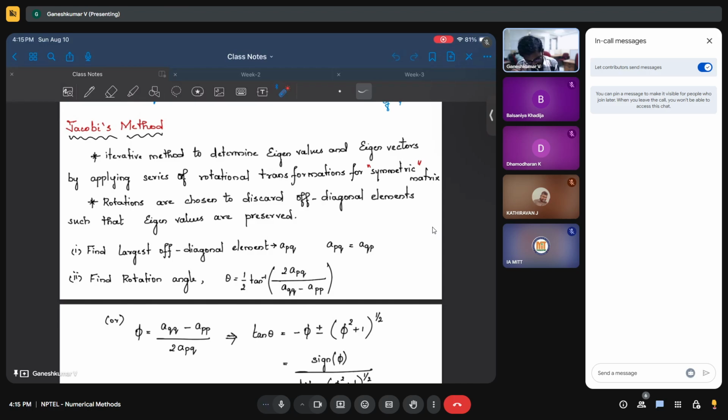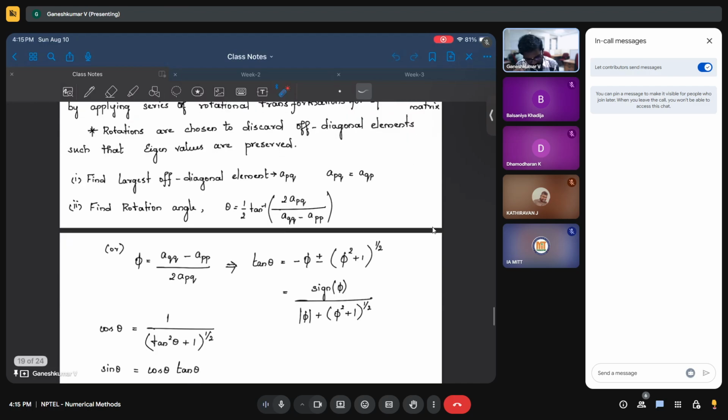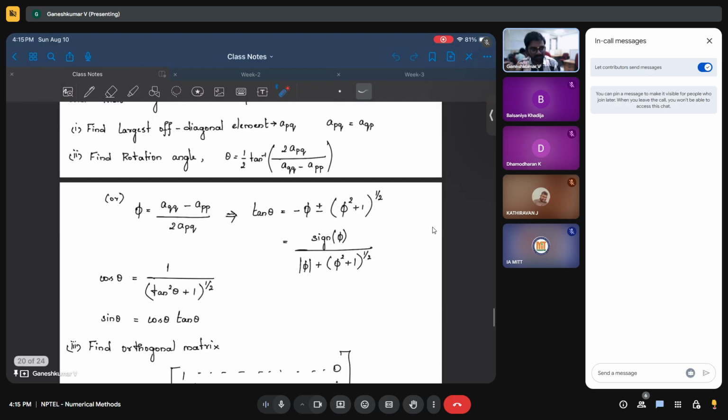That's why it preserves the eigenvalues and eigenvectors of your matrix. So it is an iterative method to determine eigenvalues and eigenvectors. When you do the rotation, you should choose the rotation angle, which is based on this algorithm. We all saw how the proof goes, and if you are interested in the proof, you must have attended the classes where the professor explained it, so I urge you to take a look at it. Here I'm just going to brief the methodology of how to solve.